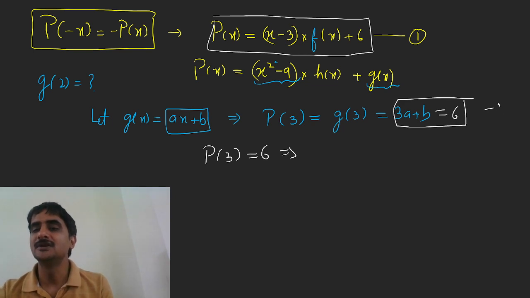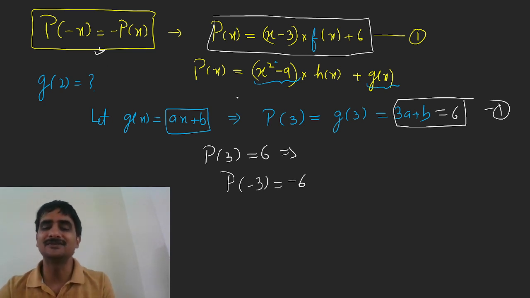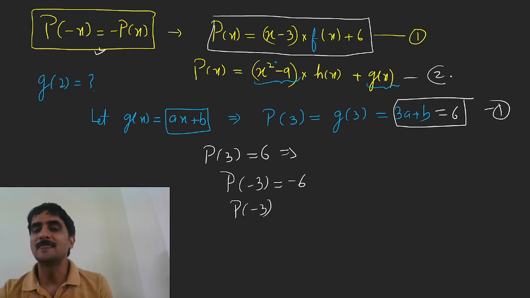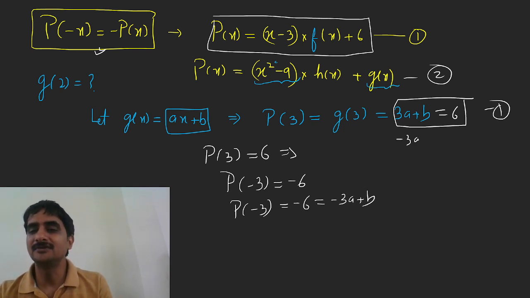That's one relation. And what? P of minus 3 is minus 6. Why? Because it's an odd function. Okay. So now if you put minus 3 in the second one here, what do you get? Again, this is 0 and this is minus 6, which is minus 3a plus b. So this is minus 3a plus b, which is minus 6. You add these two, you get b as 0. You subtract these two, you get a as 2.